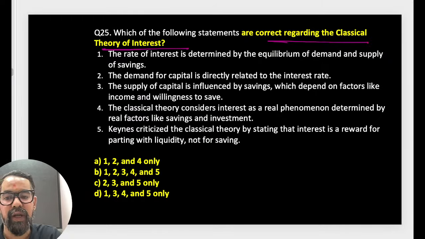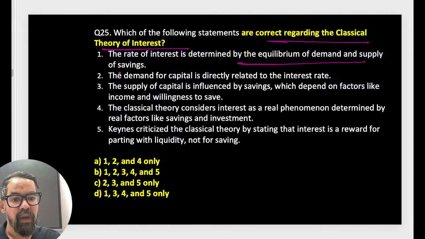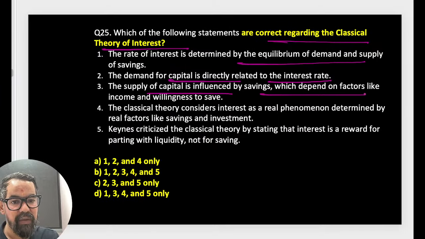Which of the following statements are correct regarding the classical theory of interest? Tell me. Classical theory of interest: the rate of interest is determined by the equilibrium of demand and supply of saving. Then we have the demand for capital is directly related to interest. The supply of capital is influenced by saving.